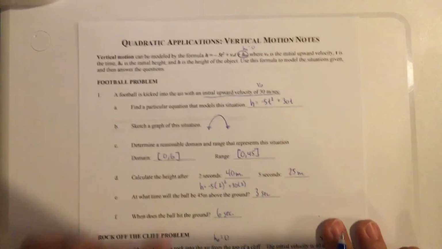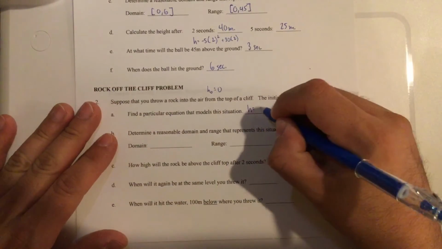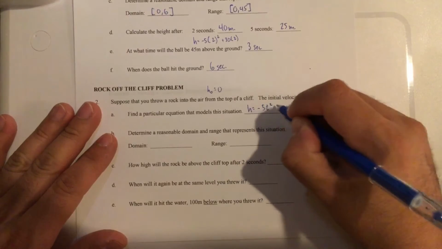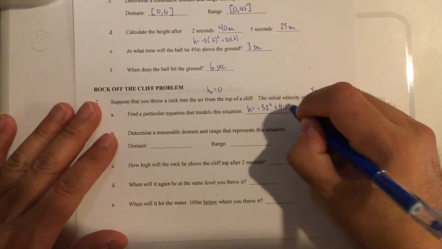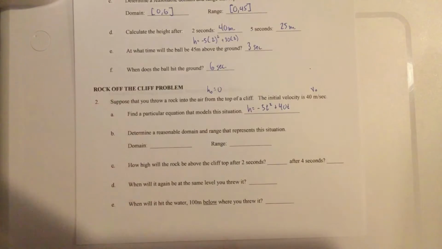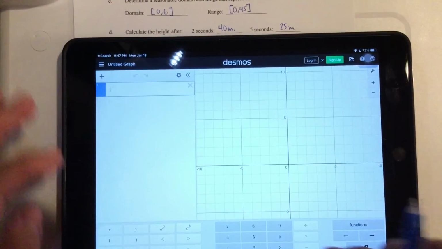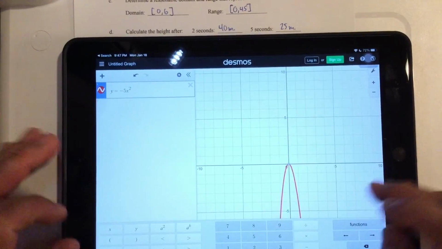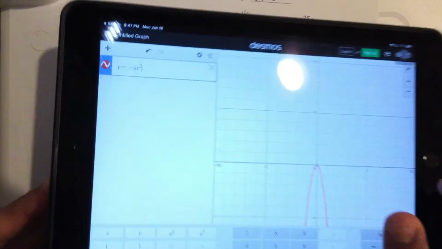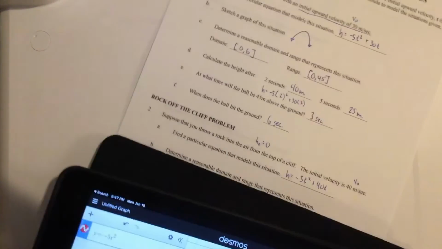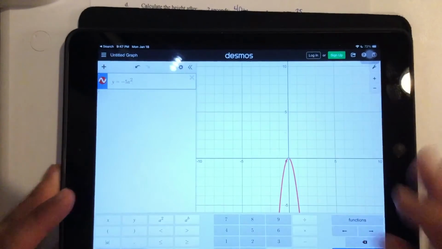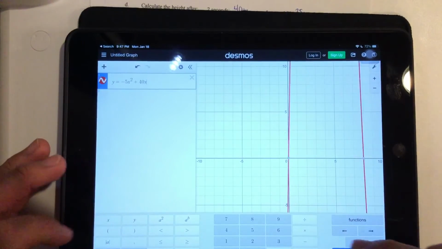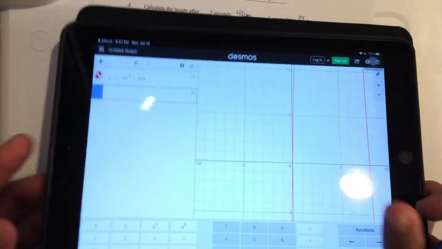So you can refer back to the equation up here. I'm going to write the equation. So h equals negative 5t squared plus 40t. Before I start working on this, I'm going to go ahead and type this into the Desmos. So y equals negative 5x squared plus 40x. All right, so there's my graph.